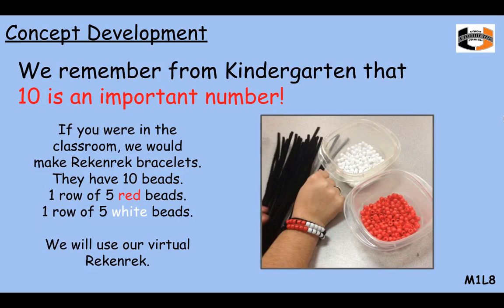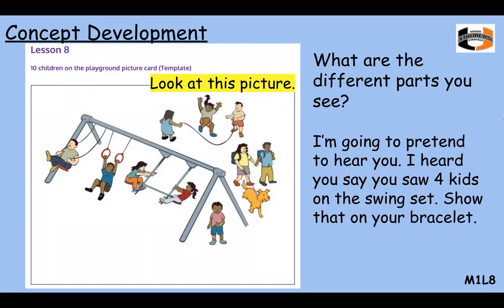We remember from kindergarten that 10 is an important number. If you were in the classroom, we would make Rekenrek bracelets. They have 10 beads, one row of 5 red beads, and another row of 5 white beads. But because we don't have everybody together, we're going to use our virtual Rekenrek. Look at this picture. What are the different parts you see?